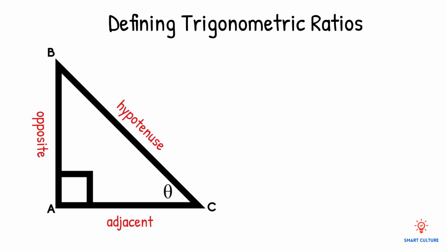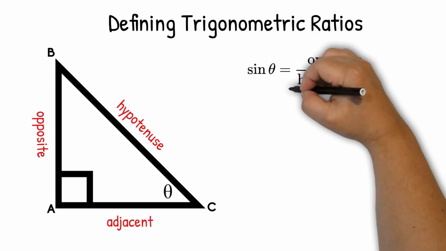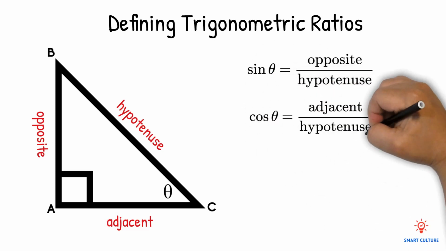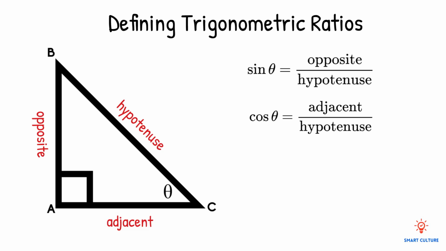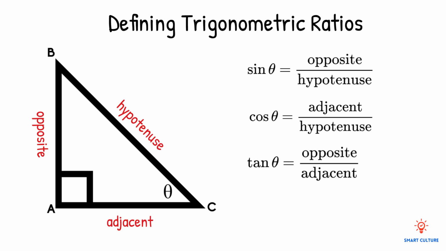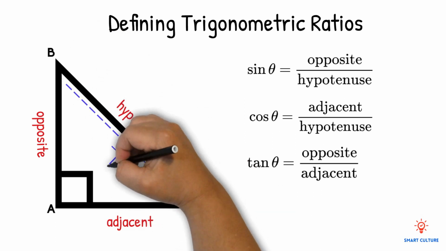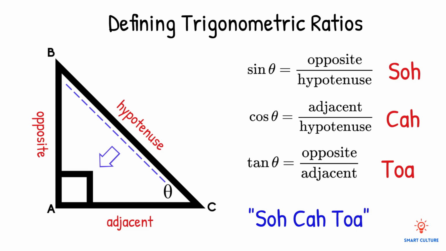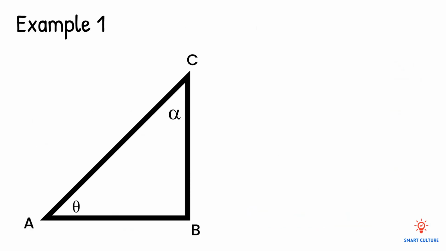We define trigonometric ratios, sine, cosine, and tangent of an angle as follows. Sine theta is equal to the opposite over the hypotenuse. Cosine theta is equal to the adjacent over the hypotenuse. And tangent theta is equal to the opposite over the adjacent. These ratios are also known as trigonometric identities. They relate the lengths of the sides of a right-angled triangle to its interior angle. These three ratios form the basis of trigonometry. Some people call it SOHCAHTOA. Weird, isn't it? Let's take a look at an example.